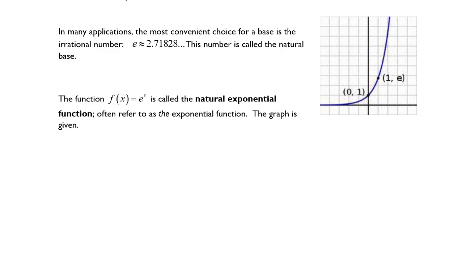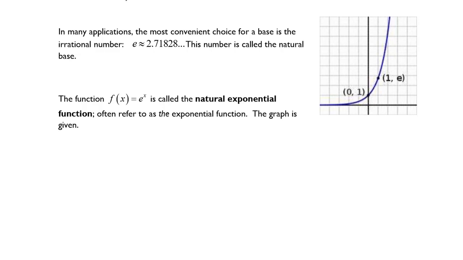Welcome to Part 4 on exponential functions. In many applications, the most convenient choice for a base is the irrational number e. It's also referred to as Euler's constant. It is also referred to as the natural base.